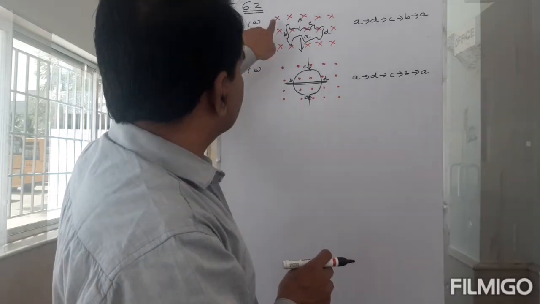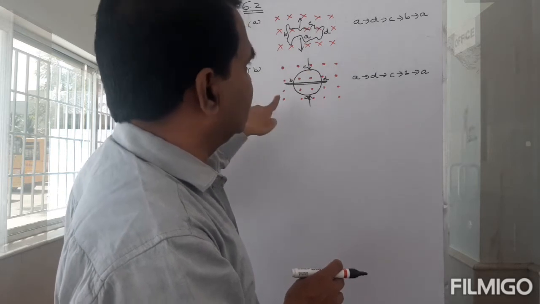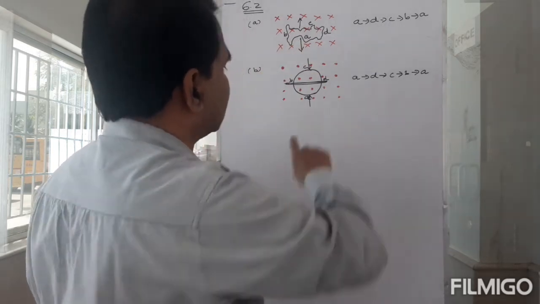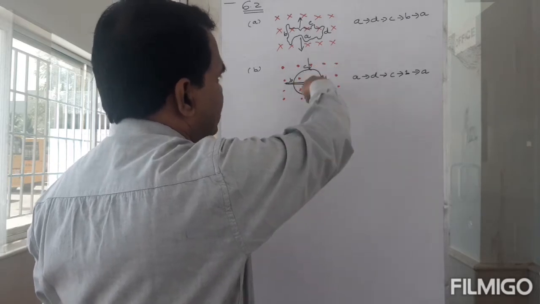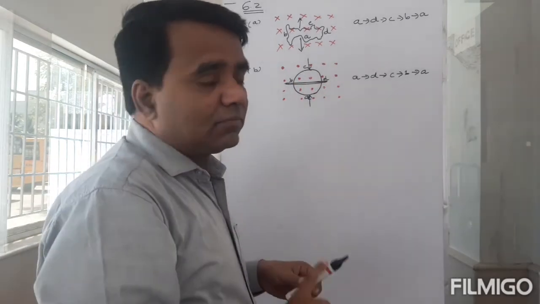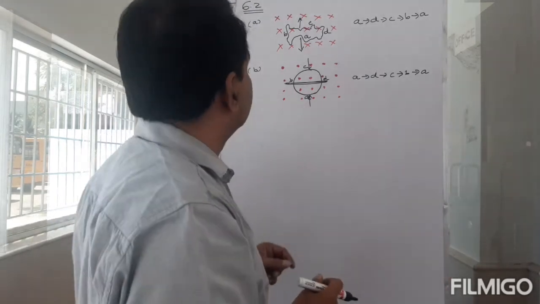Suppose I had the field in the same direction as this. If I had crosses instead of dots, then when I do this, the current will flow in the opposite direction. You go from A to B to C to D to E. You can verify that yourself. So this is how you do 6.2.